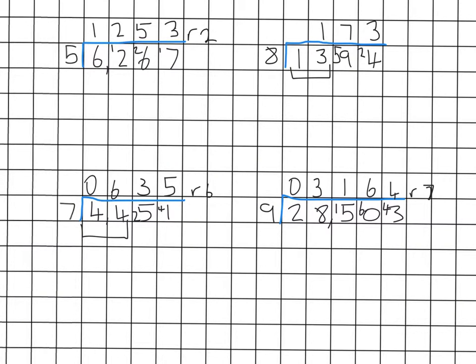Here are your answers for these divisions. The most difficult one in terms of carrying numbers down was this one. You had to work out how many lots of 8 you could get from 13. You could only get 1, so you had to carry 500 down and then carry on from there. Other than that, they weren't too bad.